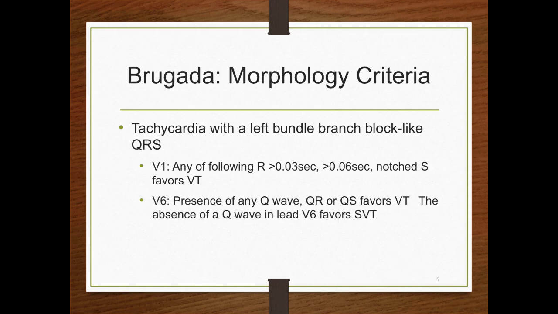So we look at V1 and see, what does the R wave look like? What does the S wave look like? Do we have a notched S wave? So now we're looking at that Josephson sign. So a notched S wave in V1. Then we're looking at V6, right? And we're looking for Q waves or a QR complex or a QS complex in favor of V-Tach. If we don't have a Q wave, it's probably SVT. Right? So if we have that monomorphic upright complex in V6, it's probably SVT. This is getting real down deep into the weeds once we get to the Brugada morphology criteria, but it's there for us to kind of poke around and evaluate.